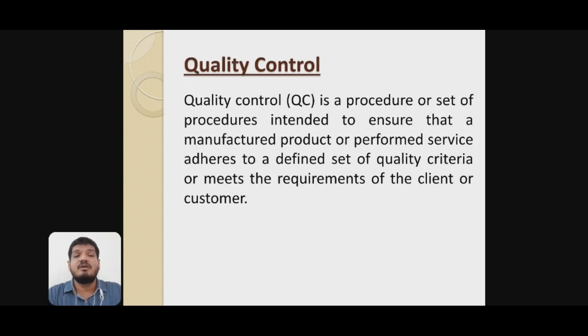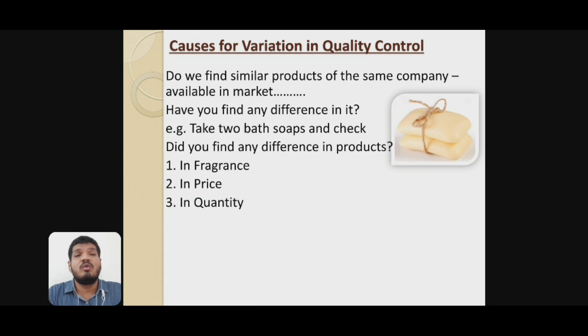Right. Proceeding further, what is quality control? Quality control is a procedure or set of procedures intended to ensure that the manufactured products or performed services adheres to a defined set of quality criteria or meets the requirements of clients or customer. In short, take any company, that any X company should maintain their quality standards so that each and every customer gets satisfied.